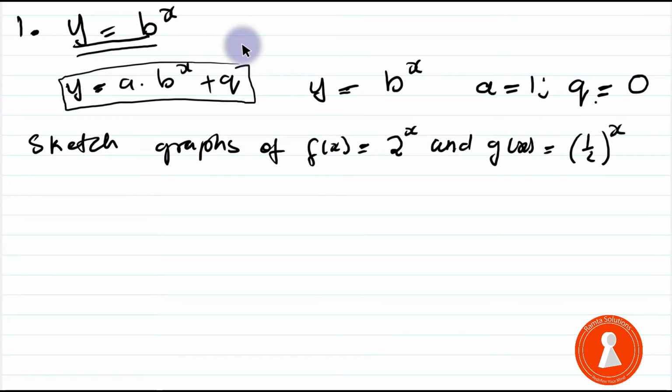Something that I also need to mention: for your graph to be an exponential, b must not be equal to 1, and it must also not be equal to 0. So it must be greater than 0 but less than 1, or it must be greater than 1. Basically b is not equal to 0. That's all I can say right now.